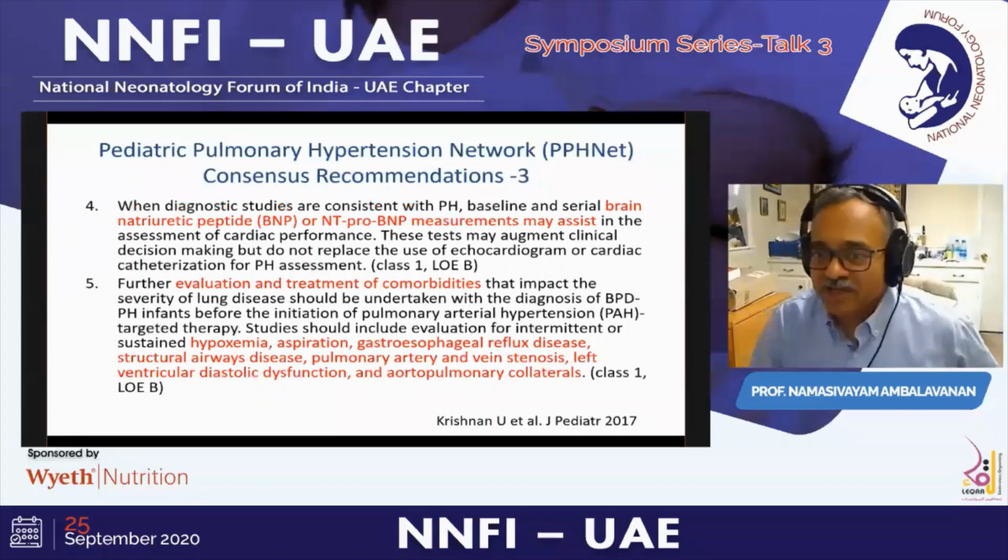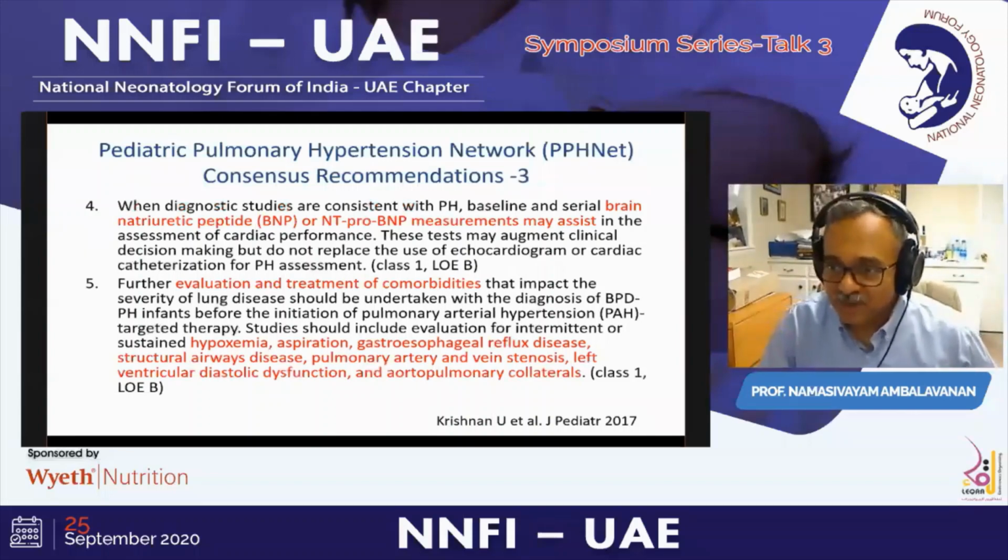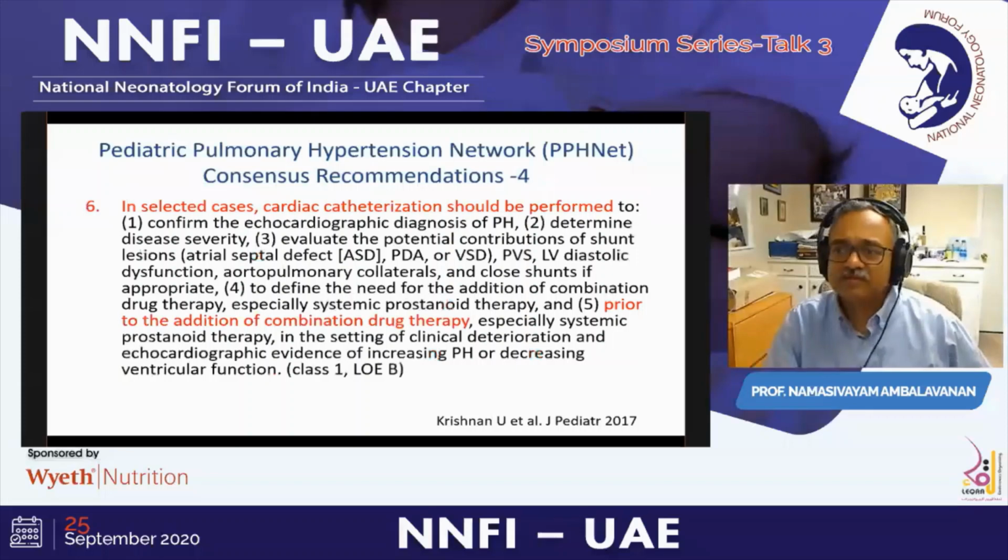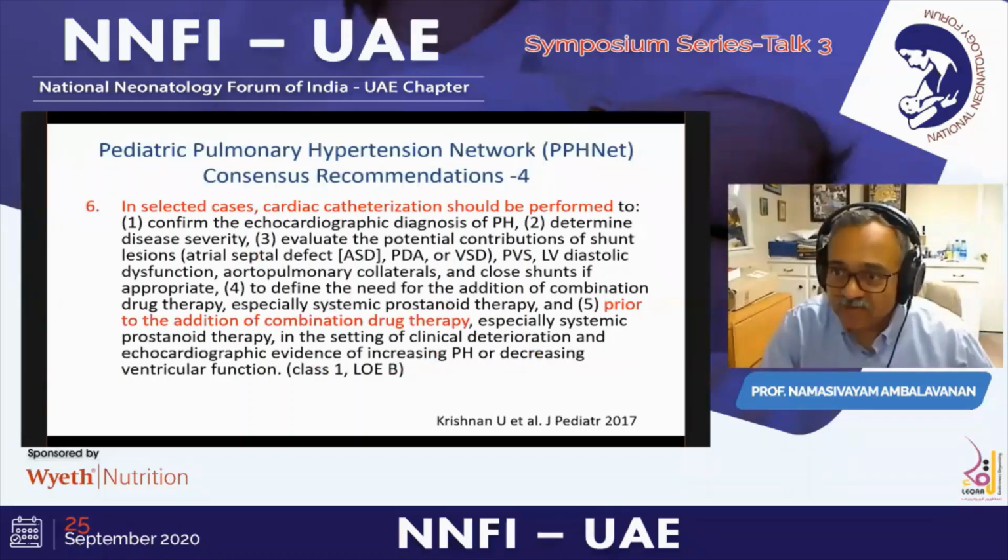They also recommend that biomarkers like BNP or pro-BNP can be measured. And obviously, you need to evaluate and treat comorbidities. In selected cases, cardiac cath should be performed, and they actually recommend prior to the addition of combination drug therapy. That is, if you are giving one agent and the infant does not respond, before adding a second or third agent, you want to take the infant for a cardiac cath.